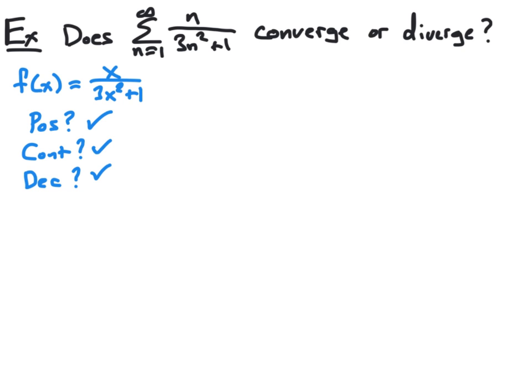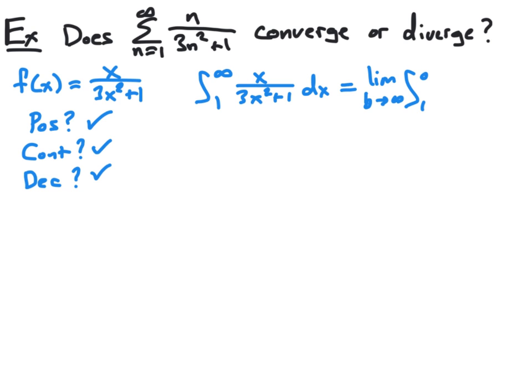And so here we have a series in which the integral test applies, and so we can proceed by computing the improper integral from 1 to infinity of the function x over 3x squared plus 1 dx. In order to compute this integral, we know that we want to compute the limit as b goes to infinity of the integral from 1 to b of x over 3x squared plus 1. And now we need to find an antiderivative for the function here.